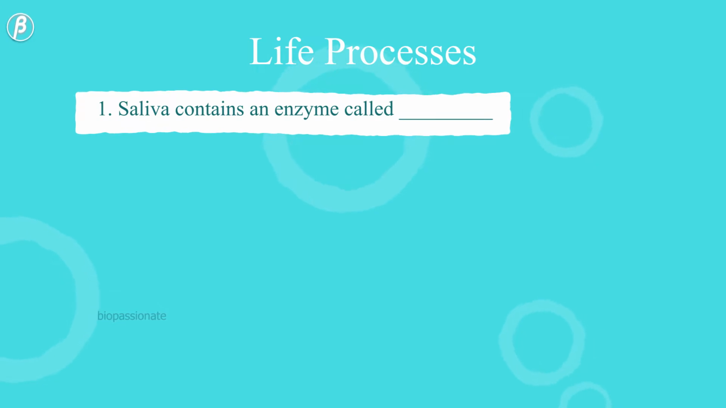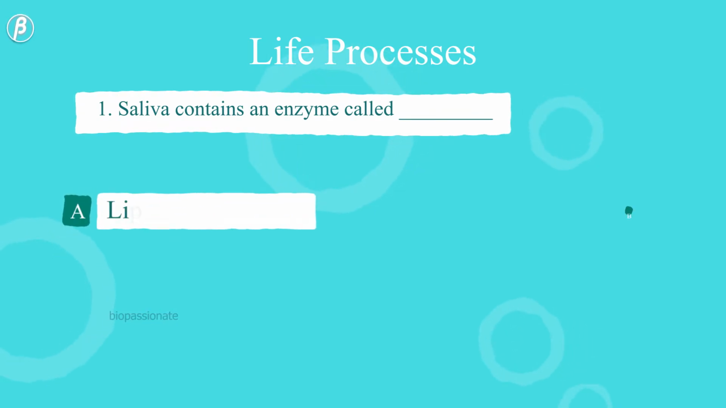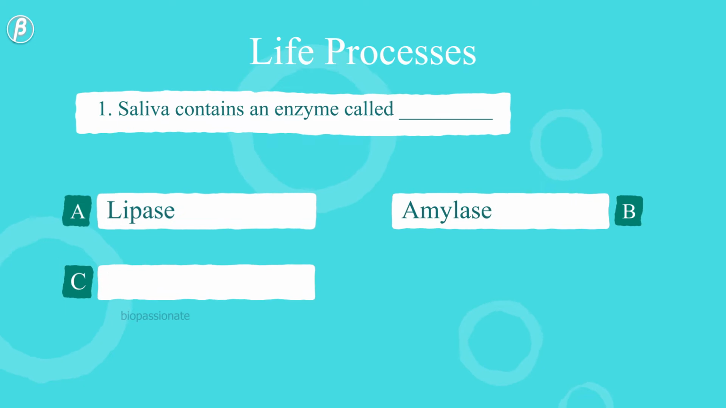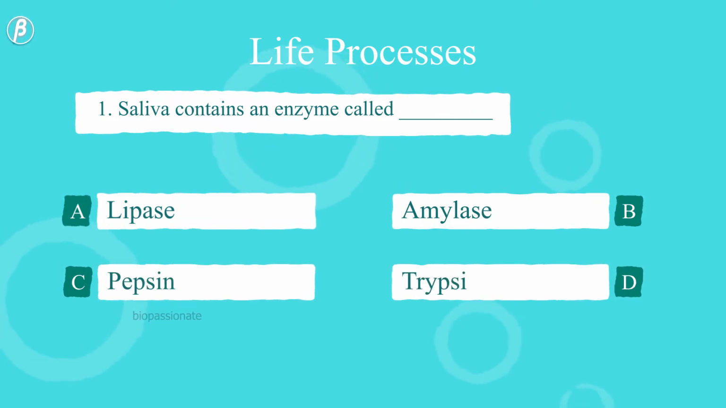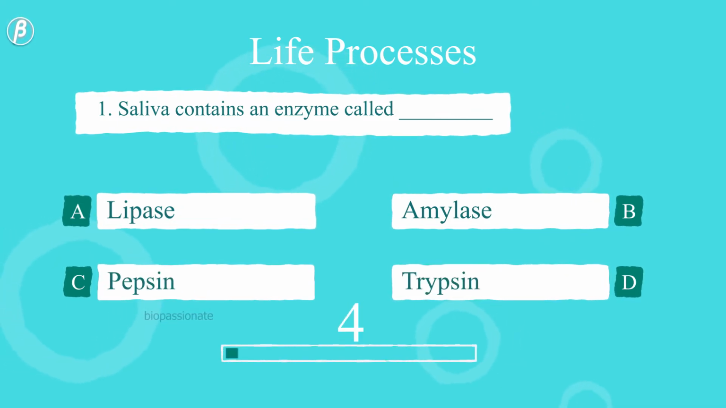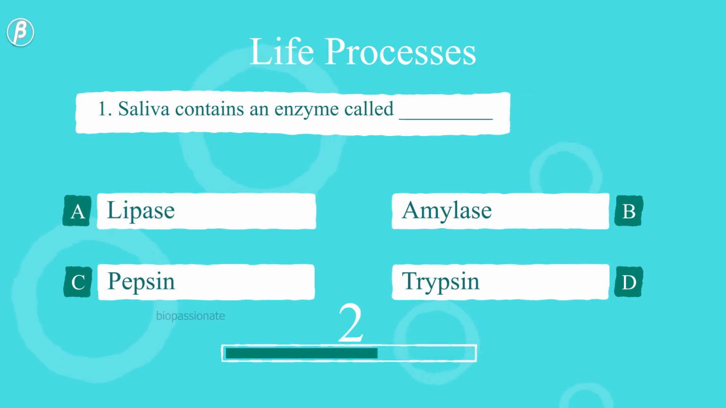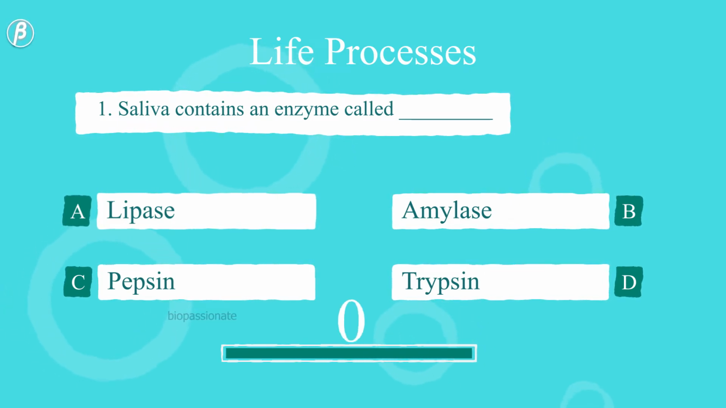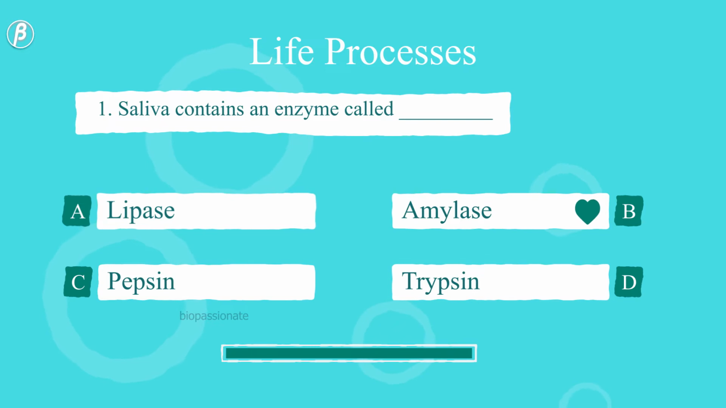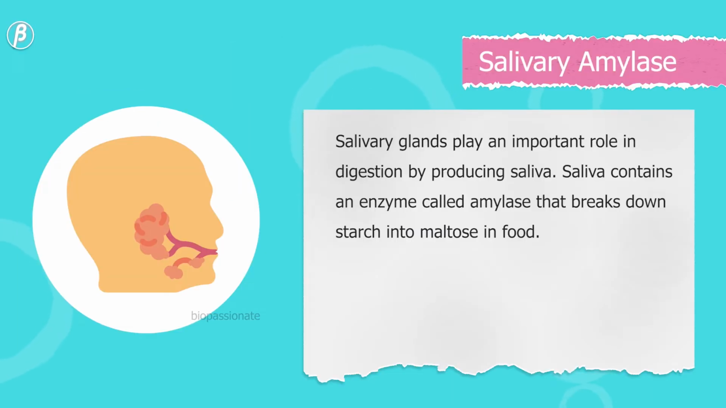Saliva contains an enzyme called lipase, amylase, pepsin, trypsin. Amylase. There are 3 pairs of salivary glands present in the buccal cavity. They play an important role in digestion by producing saliva. Saliva contains an enzyme called salivary amylase that breaks down starch into maltose in food.